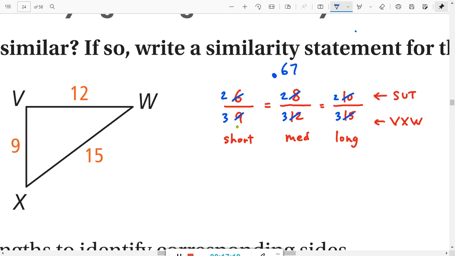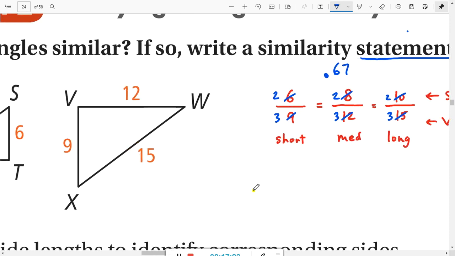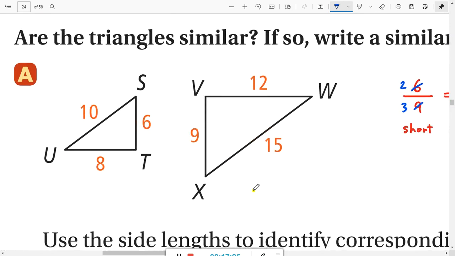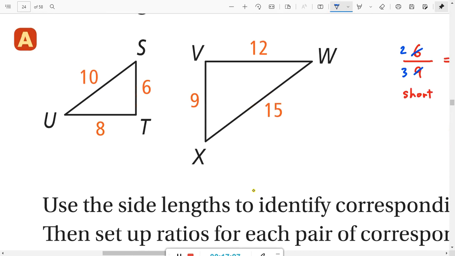And now the only thing left to do, they wanted us to write the similarity statement. So let's do that. You want to trace both triangles the same way. So I am going to go past the short and then past the medium. So that's going to be STU.